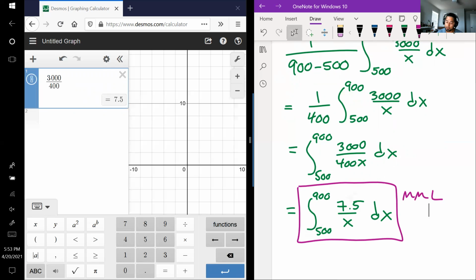Quick question. How did you get to the 7.5? Is that just by dividing? Yeah. You see on the left side of the screen, what's 3,000 over 400? Got you. Okay, sounds good.